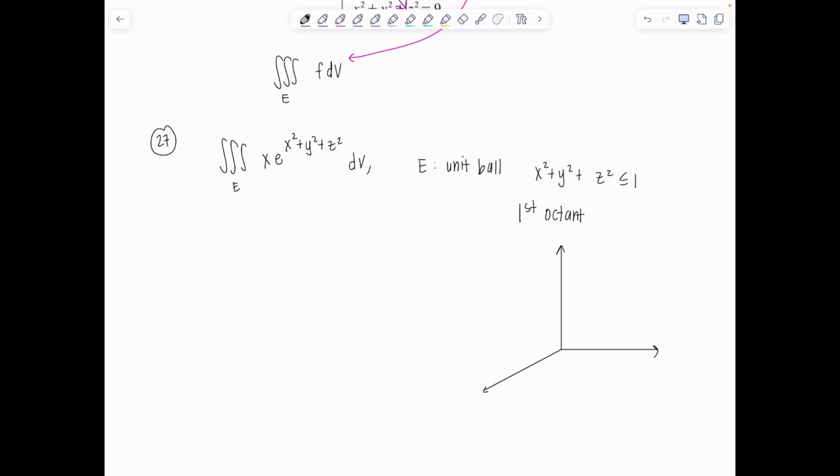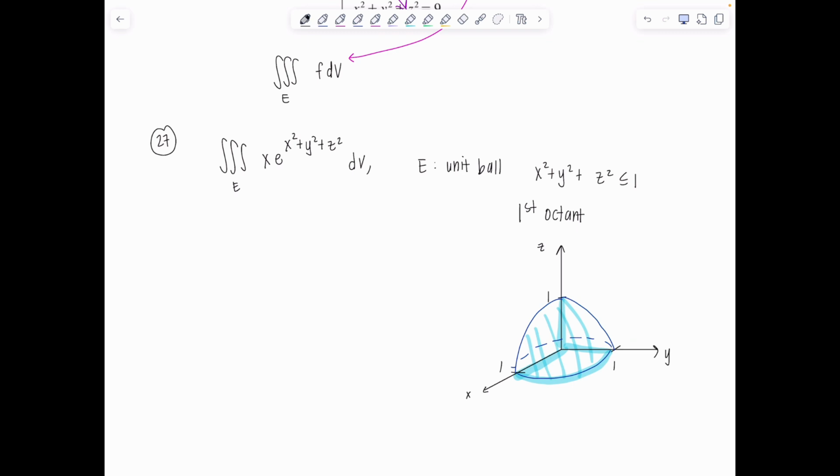So unit ball, instead of saying unit sphere, means it's filled inside, right? Because it's an inequality: x squared plus y squared plus z squared less than or equal to 1. And we're just in the first octant. So here, and then it's just this piece like this. I would highlight that maybe just so you don't forget, so you don't get carried away.